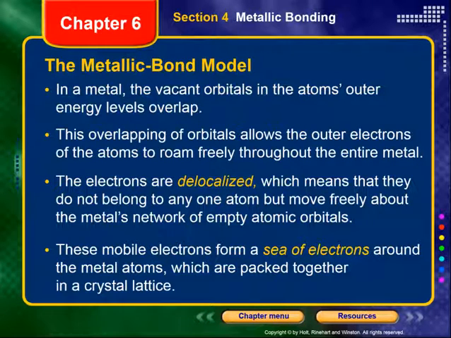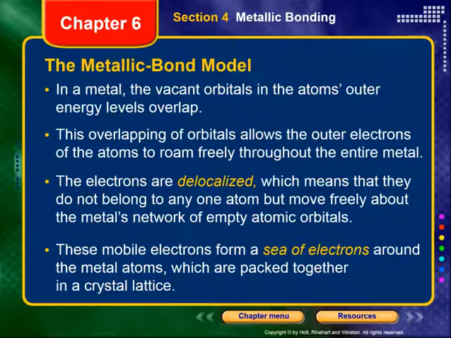So to get a better idea of what I mean by this weird combination of kind of sharing, kind of not, kind of transferring, kind of not, never really owning an electron, in a metal, the vacant orbitals in the atom's outer energy levels overlap. Not unlike a covalent bond, overlapping orbitals. This overlapping of orbitals allows the outer electrons of the atoms to roam freely throughout the entire metal. They move around wherever they want to, as long as it's in the sample of the metal, the outer electrons just move around.